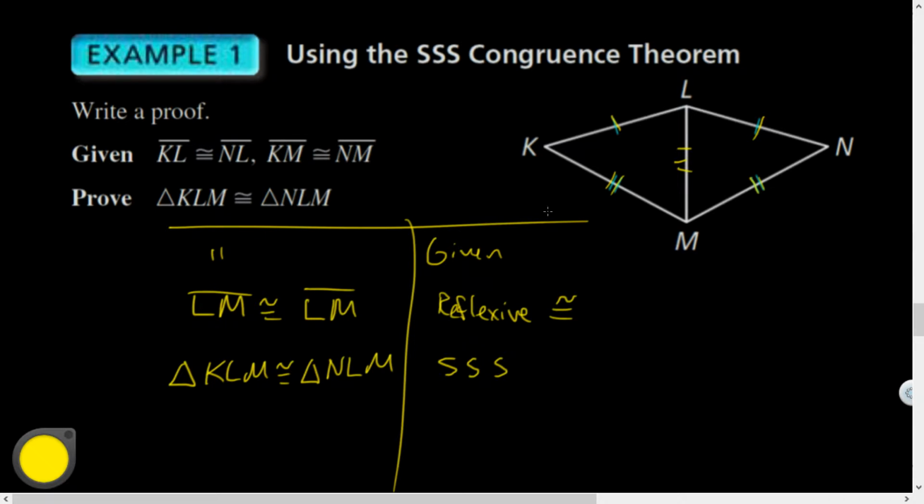Side note here, once I know these triangles are congruent, I could actually say that all of their corresponding angles are congruent because of corresponding parts of congruent triangles are congruent. I don't know the measures of those angles, but I do know that they would be congruent with their corresponding parts. All right, let's keep going.